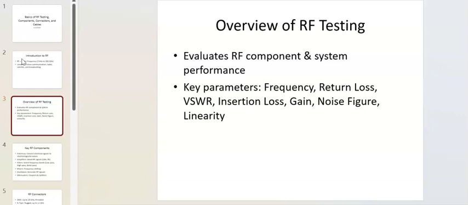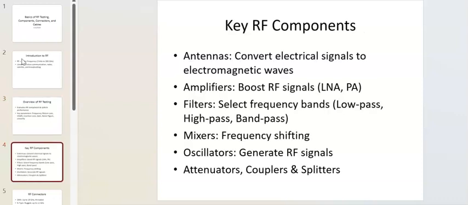And the key parameters for calculating are frequency, return loss, VSWR, insertion loss, gain, noise figure, and linearity. Coming to the key RF components, the components which are used for RF measurement, mostly for signal transferring, we use antennas, amplifiers, filters, mixers, oscillators, attenuators, couplers, and splitters.